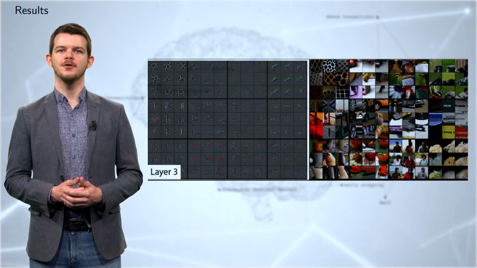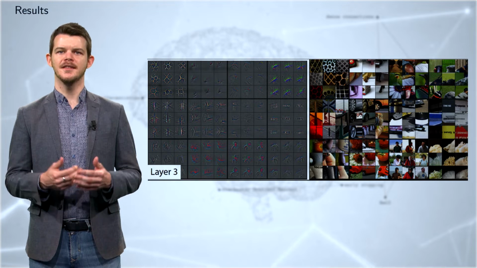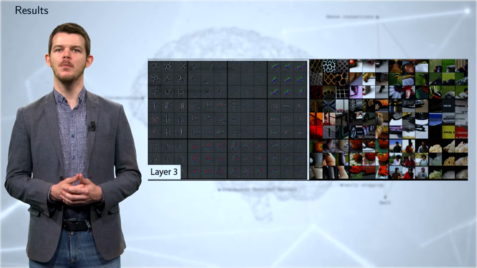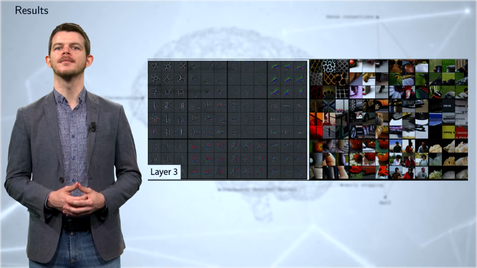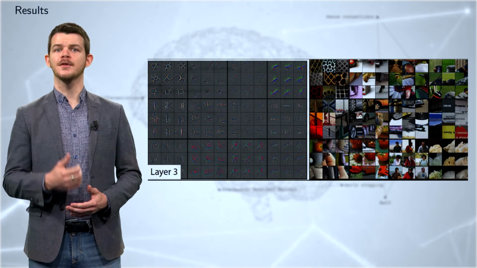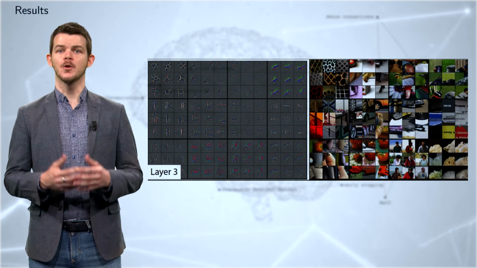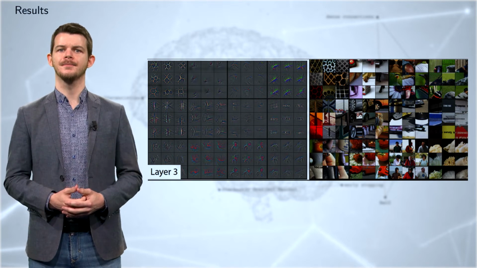Here are the same kind of pictures, but for feature maps in the third layer of the network. You can see that the shapes that are detected are more complex than in the previous layer. For example, on the top left, the feature map is able to detect grids or line intersections.